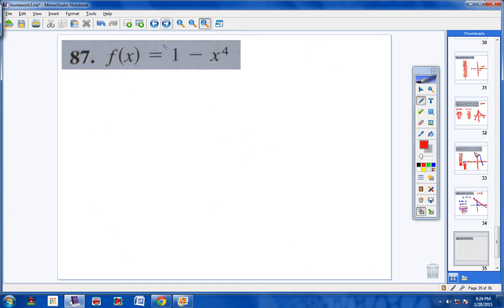Let's take a look at number 87. Alright, this will be interesting. I'm going to encourage you to use a grapher on this one, although really you don't have to. This will be kind of like a parabola, but I'm going to go ahead and use a grapher real quick. So 1 minus x to the 4th power. And you can pretty much be in your standard window, more than likely, I would assume. And you should be pretty good.